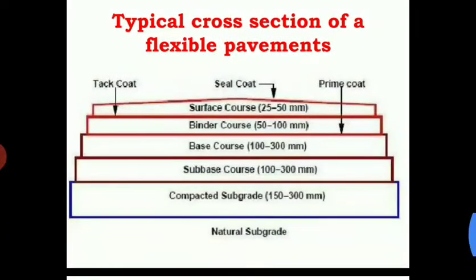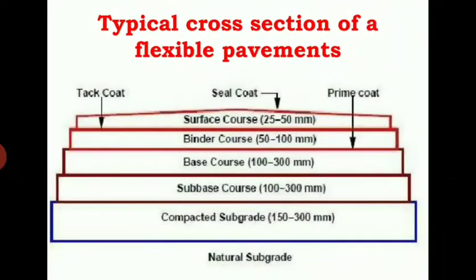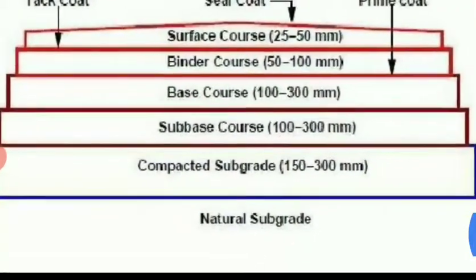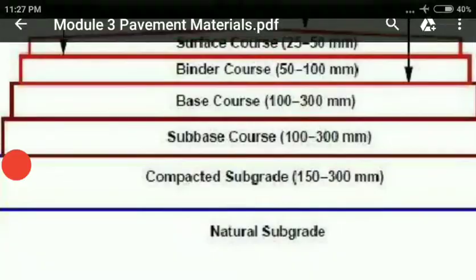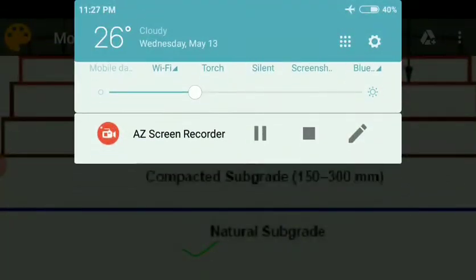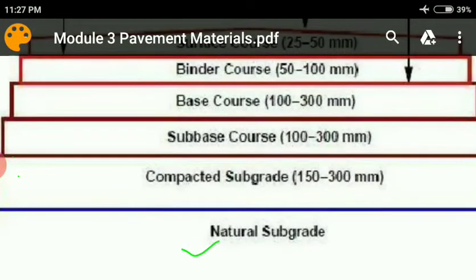This is a typical cross section of a flexible pavement. Here you can see the bottommost layer starts with the natural subgrade. Then on top of that you can see the compacted subgrade, and then on top of that again the sub base course will be there, followed by the base course, binder course, and at last the surface course.